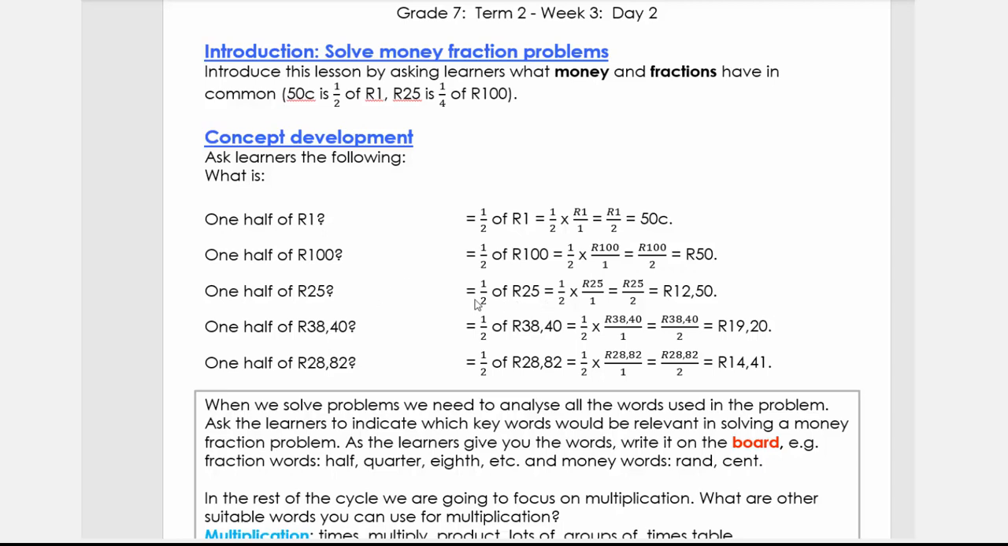Let's look at this example. I'm not going to explain it. I just want to ask, why is the answer 12 rand 50? So let's look at the next example.